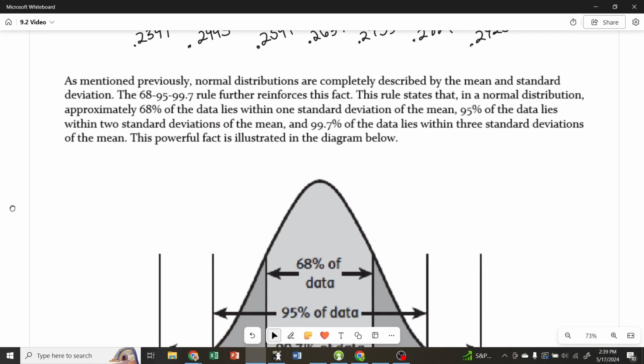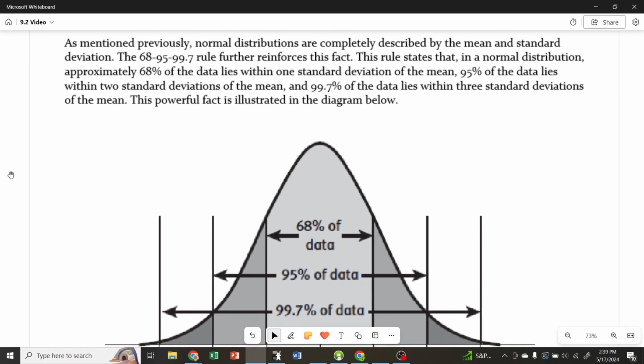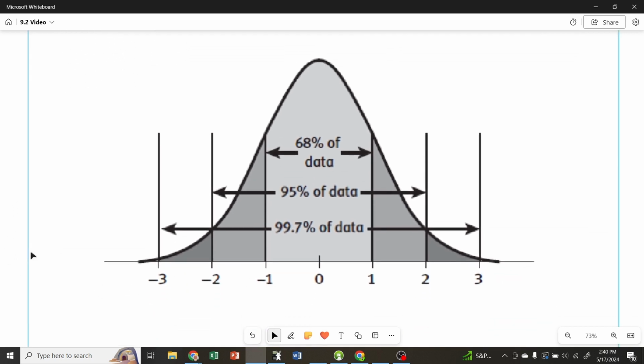Okay, so we mentioned this previously. Normal distributions are completely described by the mean and standard deviation. So the 68, 95, and 99.7 rule further reinforces this fact. This rule states, in a normal distribution, approximately 68% of the data lies within one standard deviation of the mean, 95% of the data lies within two standard deviations of the mean, and 99.7% of the data lies within three standard deviations of the mean. All right, so we can take a look at this chart and see that expressed there.